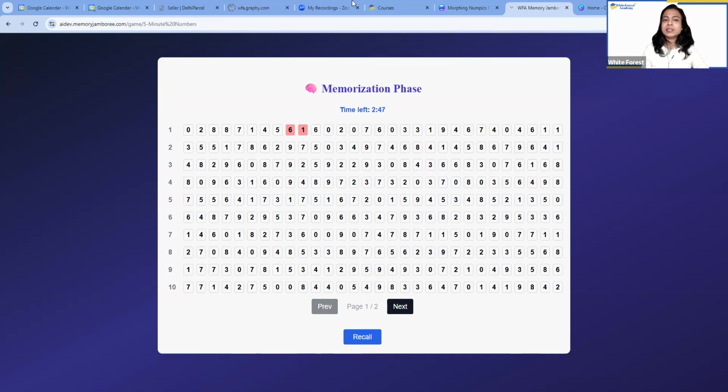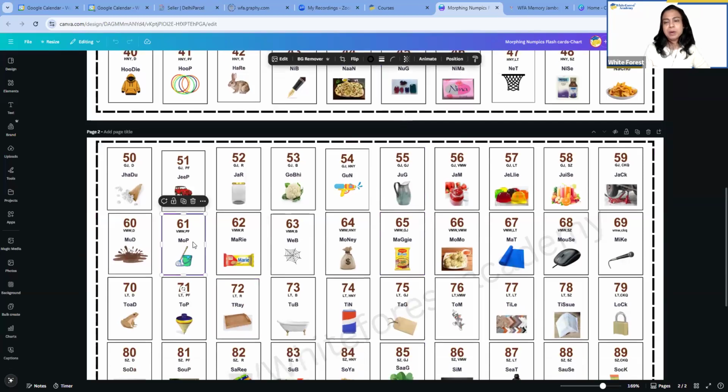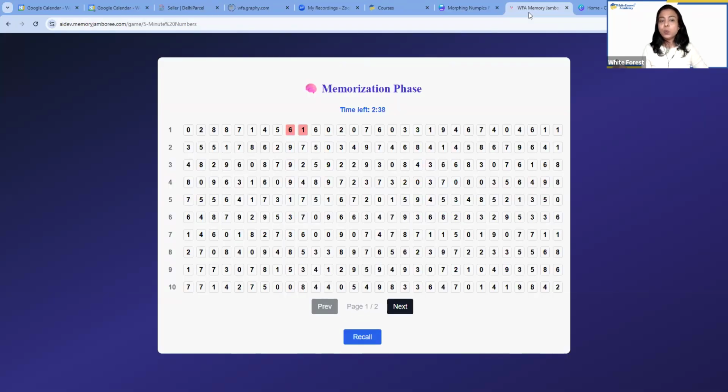Next number is 6, 1. So what can be 6 and 1? So 6, 1 is mop. Okay. And what is the object that we have at the next location? So the next location is the waterfall. Okay. So at the waterfall, the water is falling and it's spilling all over and you have to clean it. So you got the mop and you are cleaning the place, drying the place.